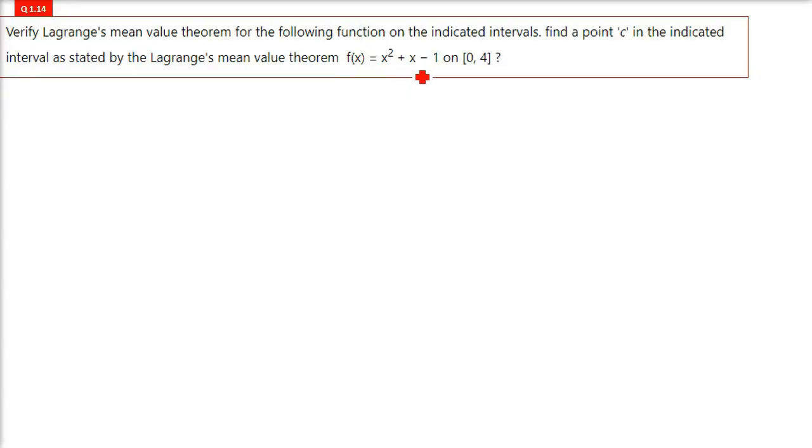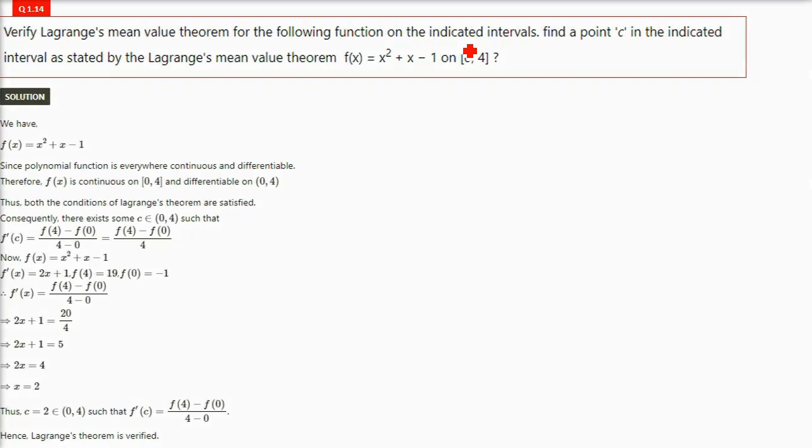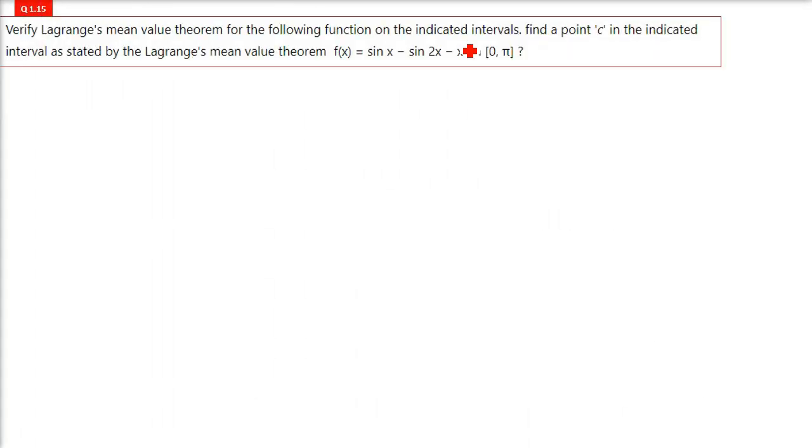This is x square plus x minus 1. I am just going past it because we have already done a question like this. This question with some sine and cos we have also already done, but we will complete it because it has some things involved that need to be explained. Sin x, sin 2x and x, all these three are continuous and differentiable.